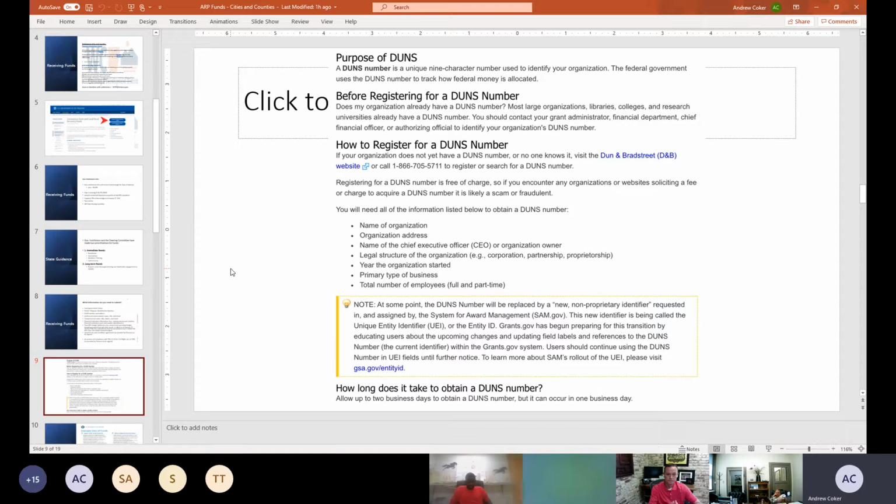The main thing here is if you don't have a DUNS number already, you need to visit the Dun & Bradstreet website, or call that number to register or search for a number. You're going to need a lot of the same information that we've talked about here, just making sure that the number and the funds are going to the right places.